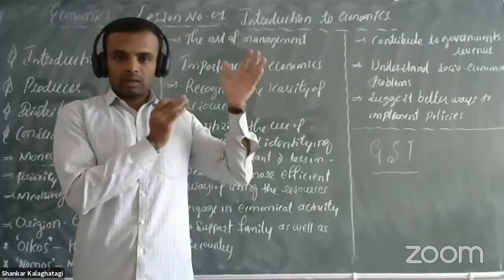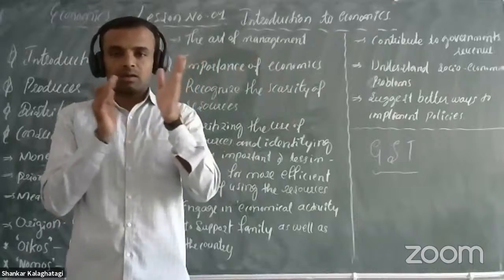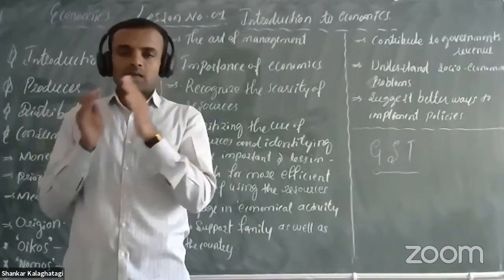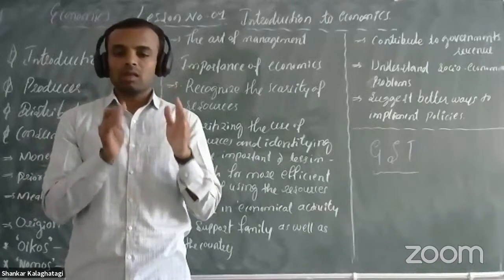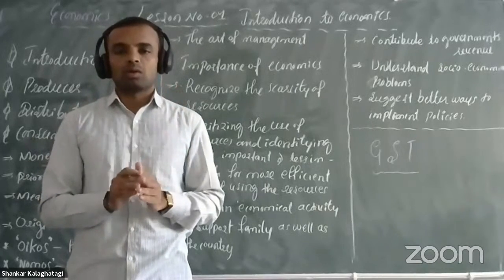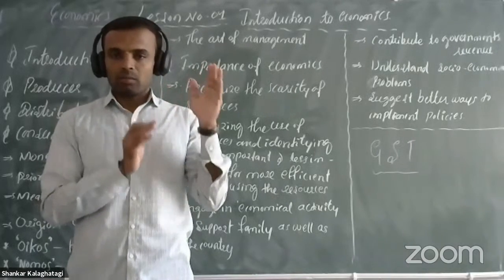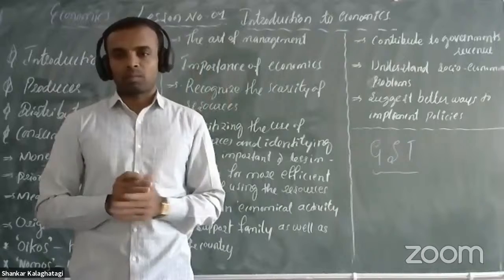First, the manufacturer, second, the distributor, and third, the consumer. In economics, these three play a very important role. And then, what do you mean by manufacturer or producer?